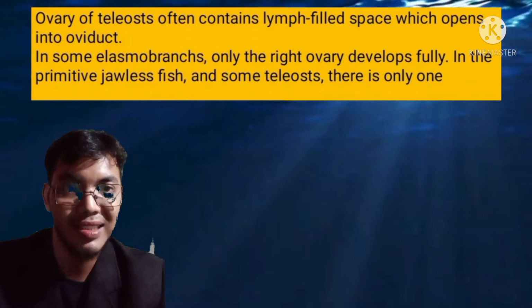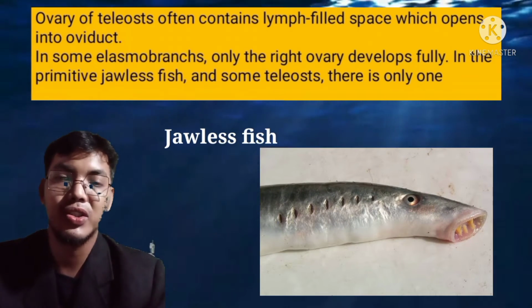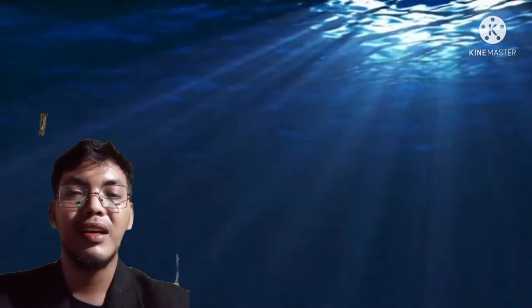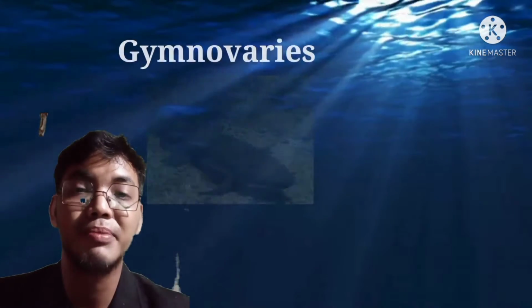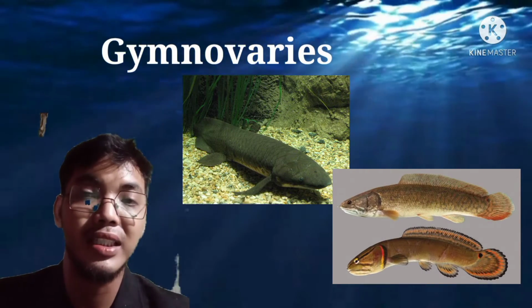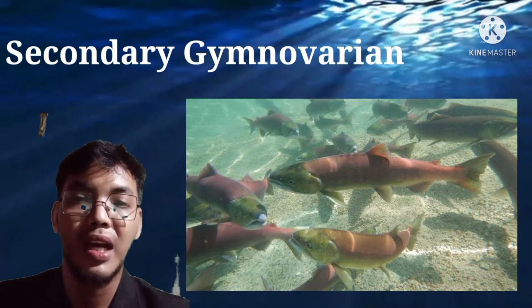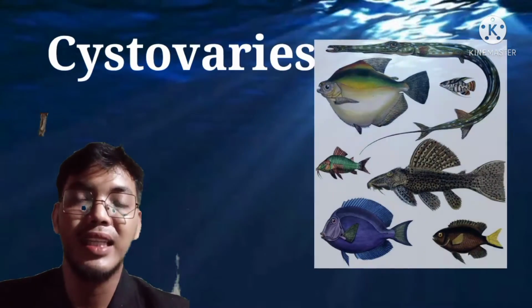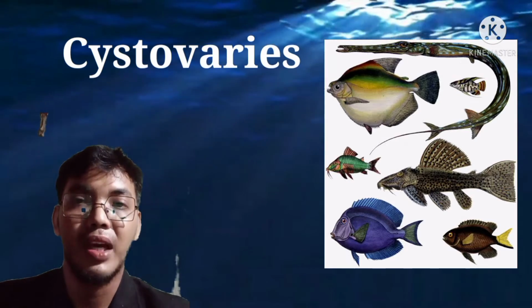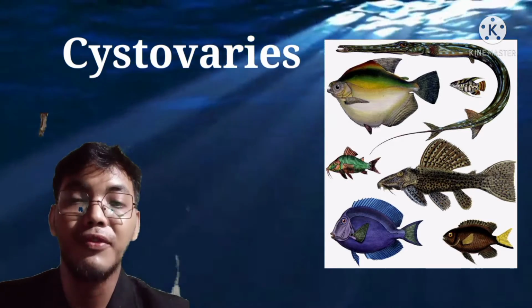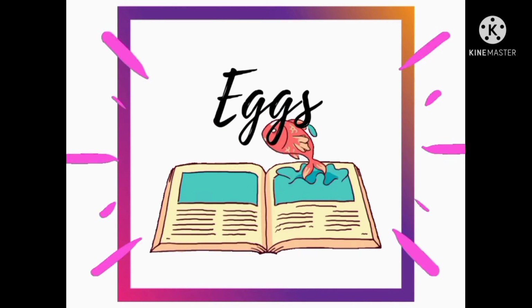In some elasmobranchs, the ovary develops fully only on one side, as in the primitive jawless fish. In some teleosts, there is only one. Fish ovaries may be classified into three types. First is the gymnovarian, the primitive condition, which is found in lungfish and bowfin. Second is the secondary gymnovarian, which is found in salmonids. And the last is the cystovarian, which characterizes most teleosts, where the ovarian lumen has continuity with the oviduct. Now, let's proceed with the eggs.